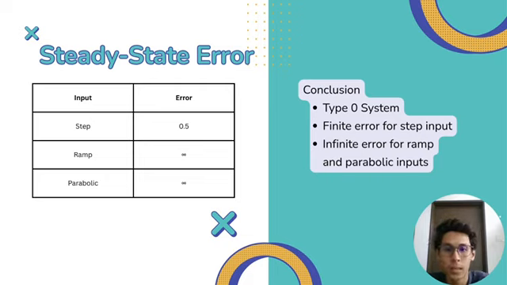For the next slide, it shows the steady state error. For the step input, the steady state error is 0.5. For the ramp input, the error is infinity. For the parabolic input, the error is also infinity. Based on this result, we can conclude that this is a type 0 system. It has a finite error for a step input, but an infinite error for ramp and parabolic inputs.